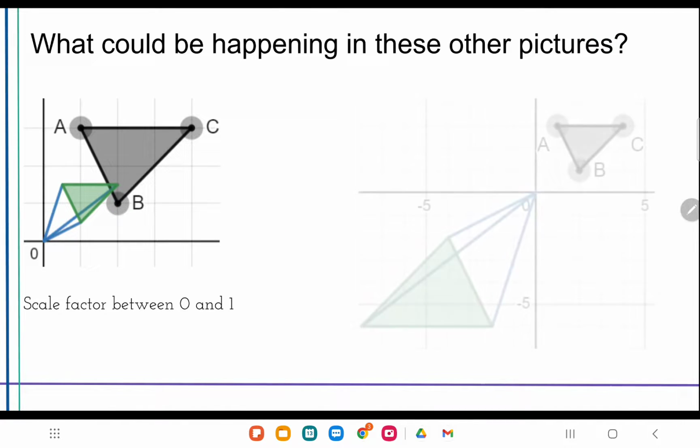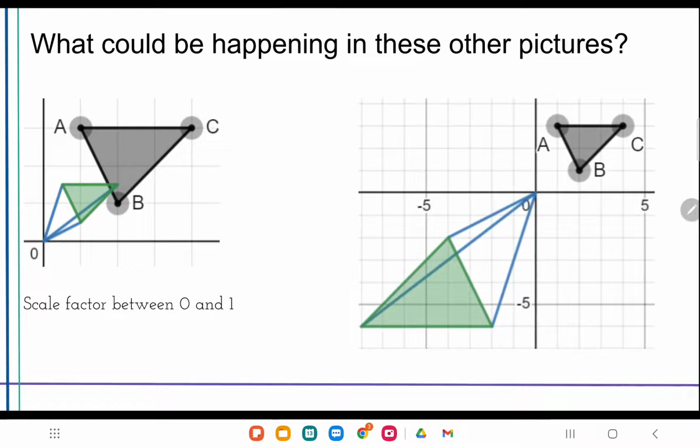Moving on, I see this other one. Notice that my orientation has changed here. B has flipped over to here. A has gone to A prime at this location, and C has gone to C prime at this location. Because that orientation has changed, and because my image is larger than my pre-image, that to me indicates that we have a negative scale factor, and also that that scale factor has an absolute value that is greater than 1.